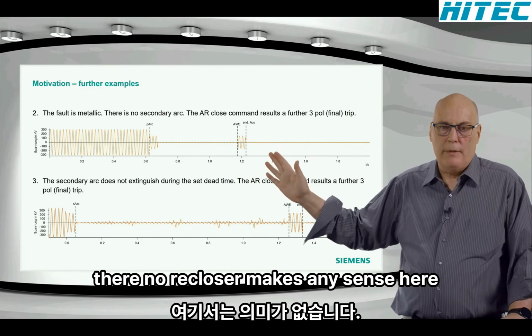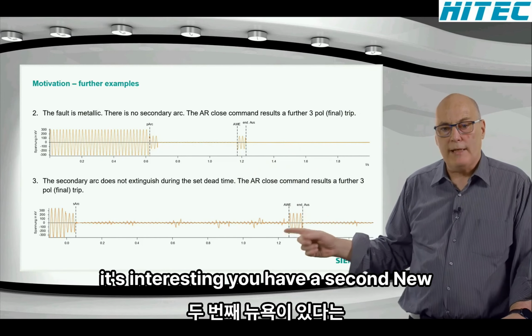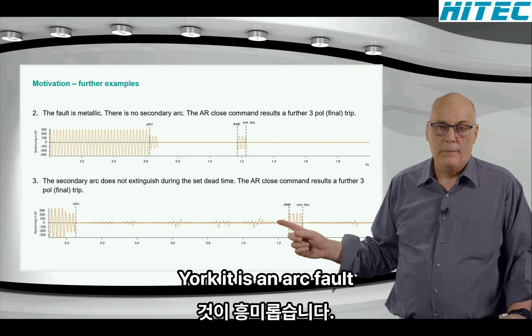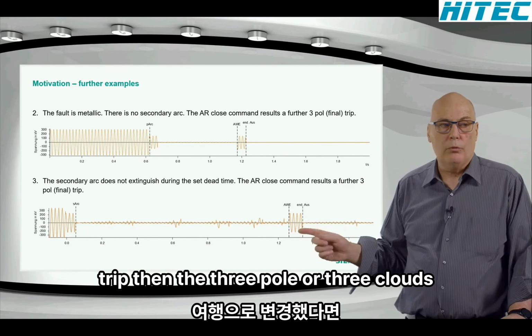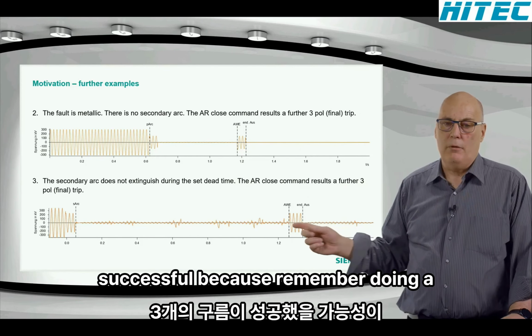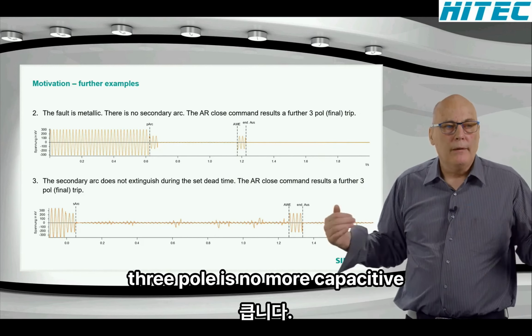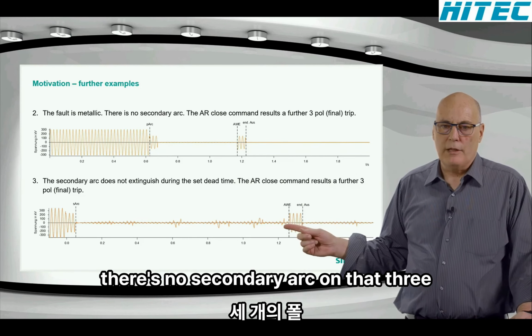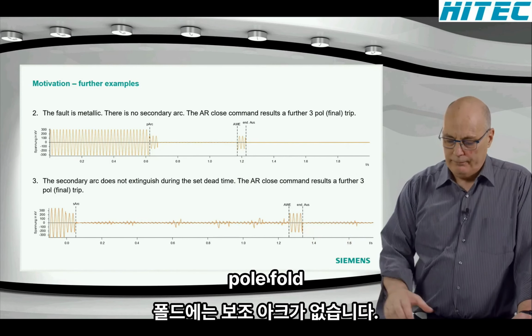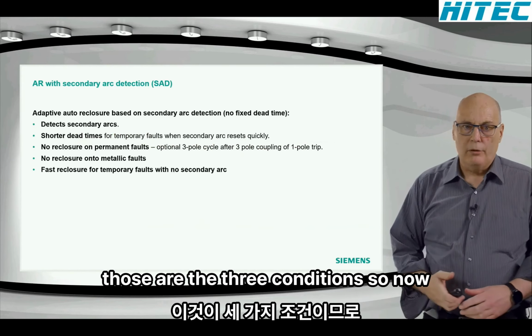There, no recloser makes any sense. Here, it's interesting. You have a secondary arc. It is an arc fault. If you had changed here to a 3-pole trip, then the 3-pole auto reclose would most likely have been successful. Because remember, during the 3-pole, there's no more capacitive coupling into the switched off feeder. There's no secondary arc on a 3-pole fault. Those are the 3 conditions.